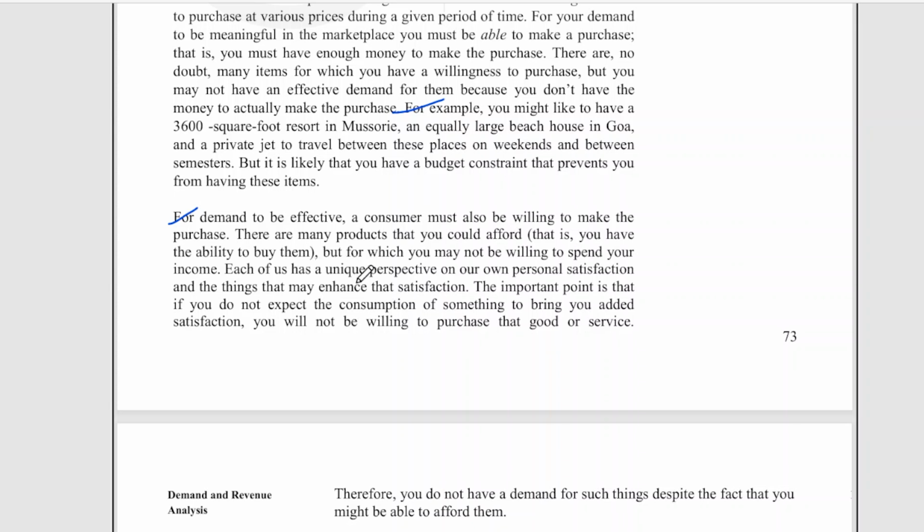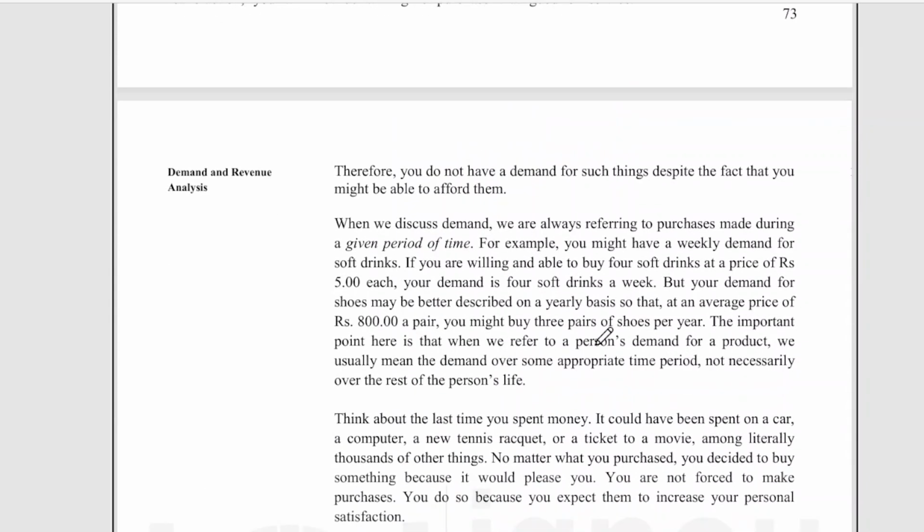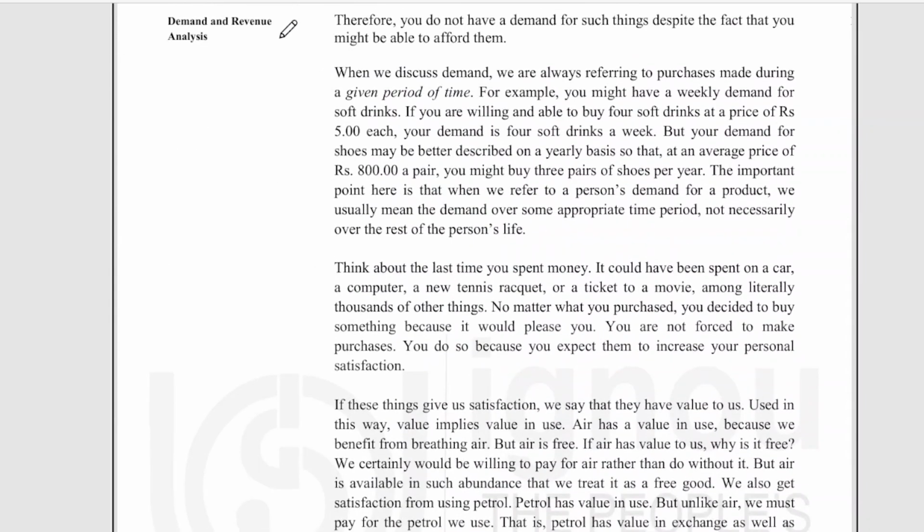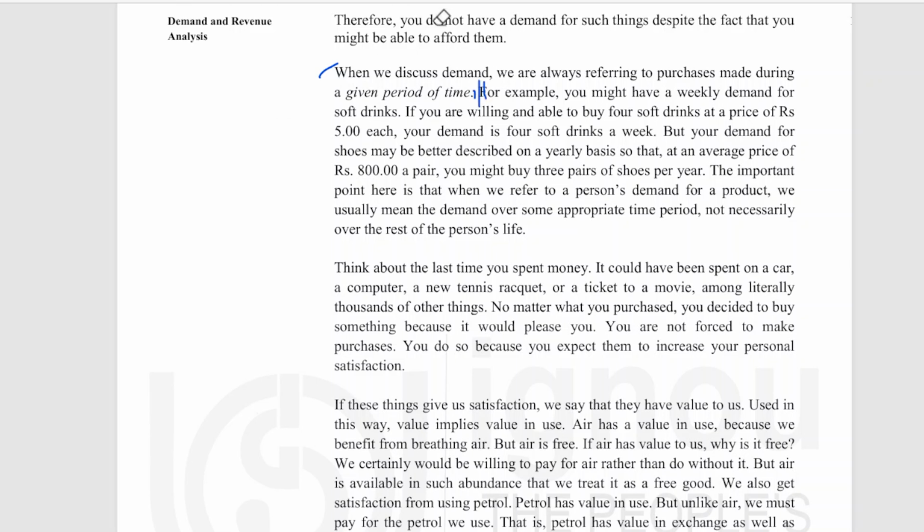Each of us has a unique perspective on our own personal satisfaction and the things that may enhance that satisfaction. The important point is that if you do not expect the consumption of something to bring you added satisfaction, you will not be willing to purchase that good or service. Therefore, you do not have a demand for such things despite the fact that you might be able to afford them. And when we discuss demand, we are always referring to purchases made during a given period of time. Okay, so there is an example also here. Please refer to your IGNOU study material parallel to these classes, so it will help you more.